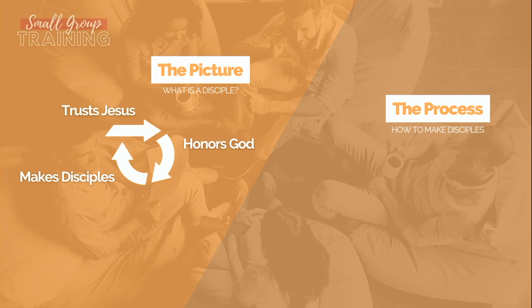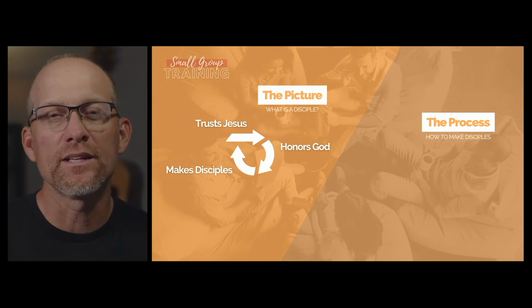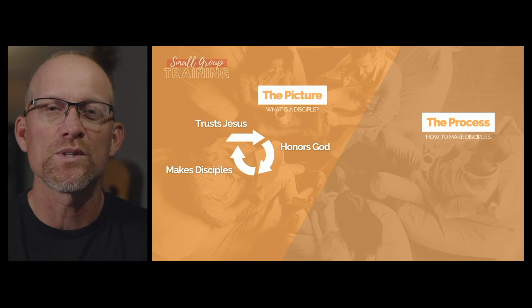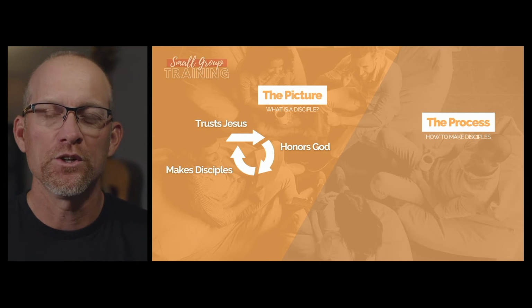And the picture is what we call a full circle follower of Jesus. It's someone who trusts Jesus, who honors God, and then eventually who makes disciples who also learn to trust Jesus and honor God and make disciples. That's why the picture is a circle. Now take a good look at this image because this is what you're trying to produce out of everyone who comes to your small group.